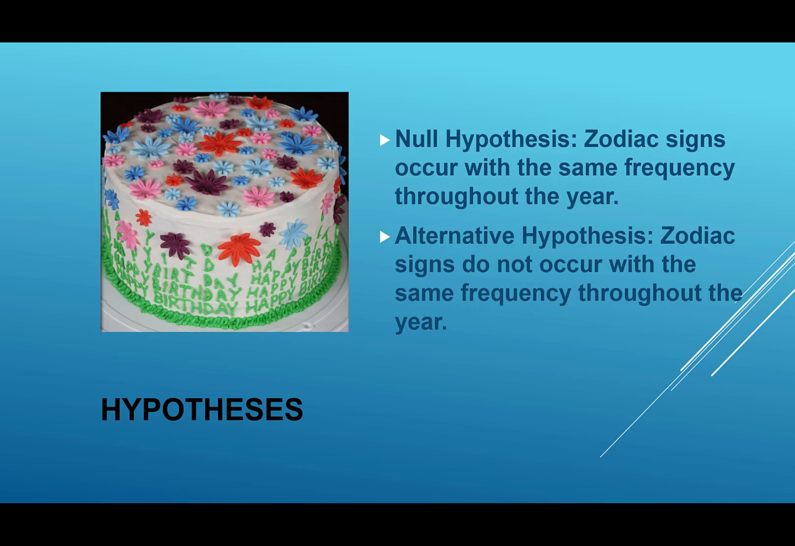We will start by doing the null and alternative hypotheses. For this scenario, the null hypothesis would be zodiac signs occur with the same frequency throughout the year. The alternative hypothesis would be that zodiac signs do not occur with the same frequency throughout the year.